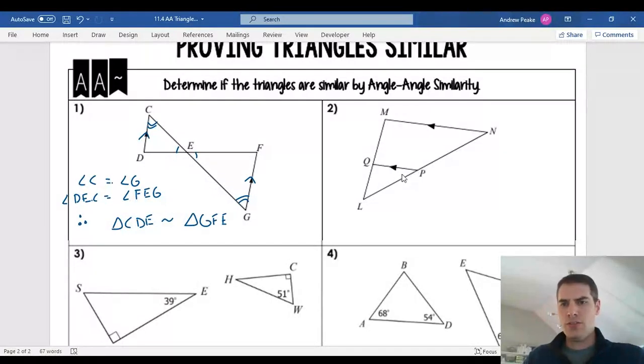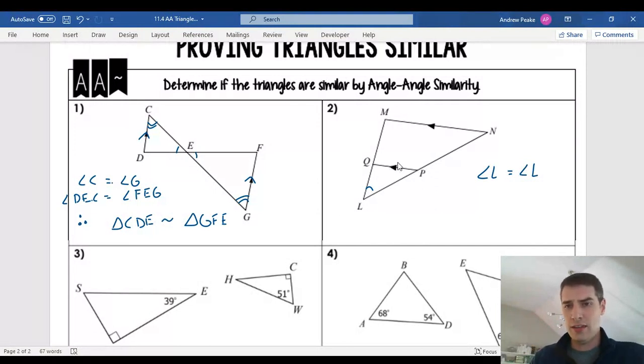All right, looking at number two, we have a case where these two triangles are overlapping one another. So I can go ahead and assume that angle L is equal to angle L, right? That's the reflexive property. We have both of these, which should be the same because they are, in fact, on top of each other. Now I need to find one other angle.